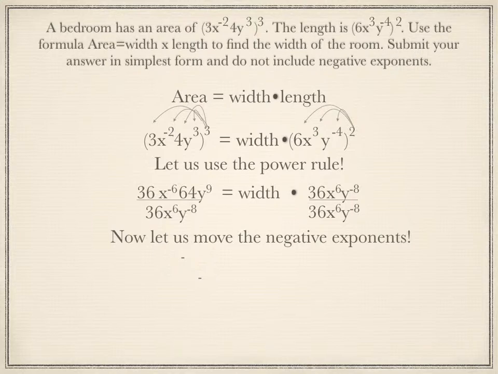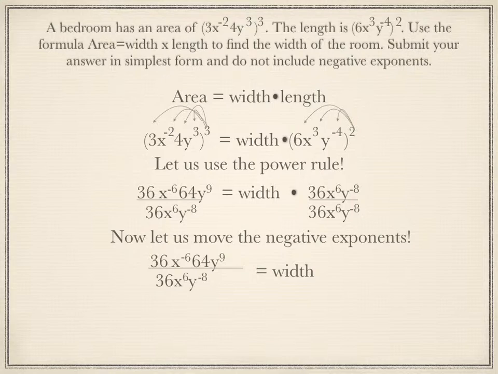Now let's move the negative exponents. So over there on that left-hand side, we have 36x to the negative sixth, 64y to the ninth, over 36x to the sixth, y to the negative eighth. And on the right-hand side, we're left with just our width, because remember, anything divided by itself is just 1, and width times 1 is just width.